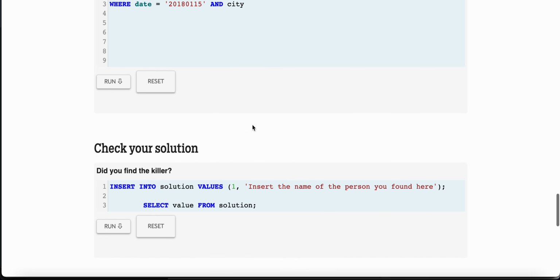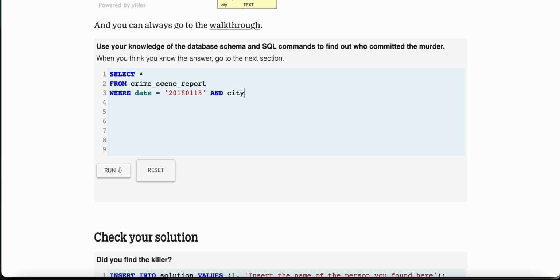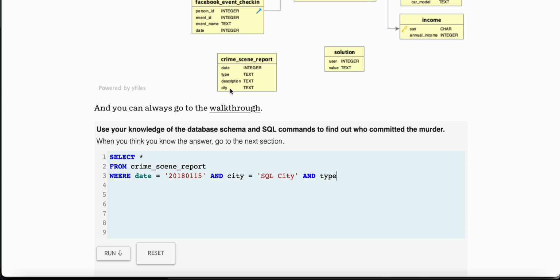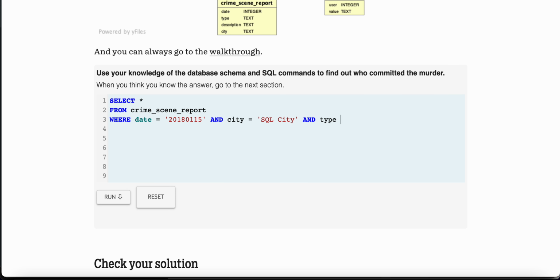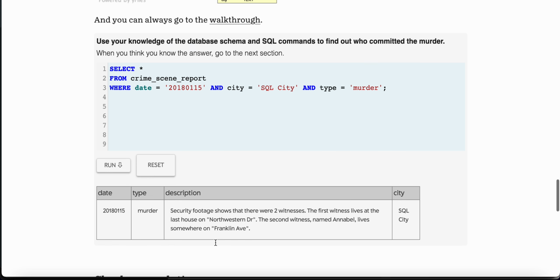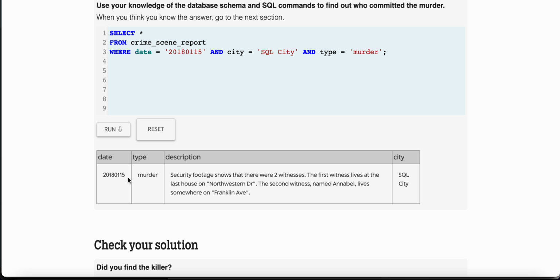We know that the city name was SQL City. So city is equal to SQL City, and we are aware that it was a murder that occurred. Type is here to show what kind of crime occurred. It was a murder that occurred. Murder. Yep, let's run that. Okay, exactly. So we are correct.